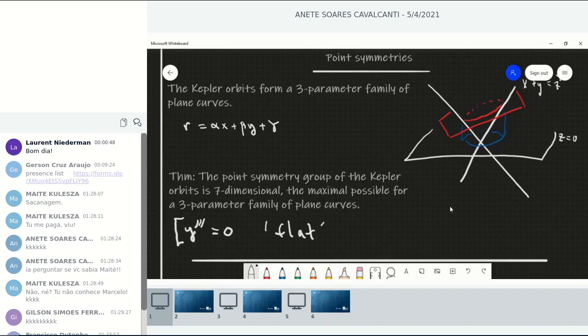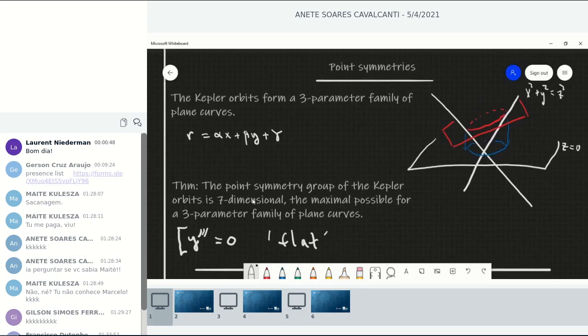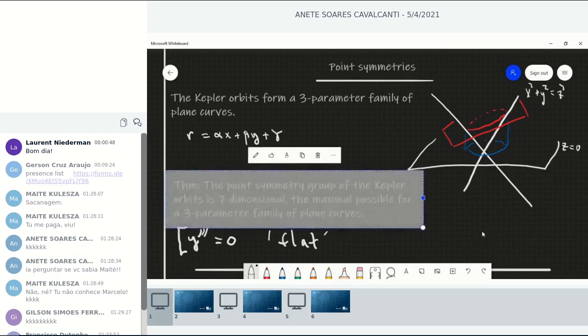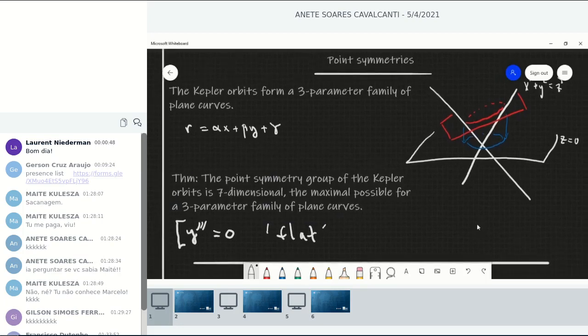Okay. So I think there are two ways we could talk about how we know this 7-dimensional group is complete, that there are no other symmetries than the ones I'm about to explain.